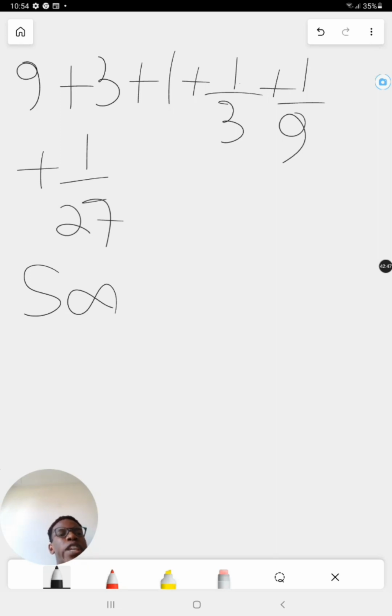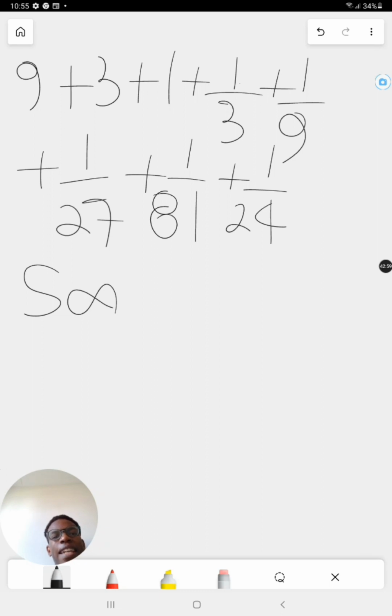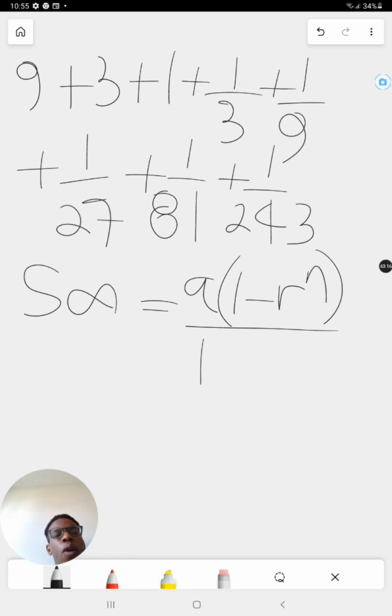You keep writing all the terms up until you get to infinity, and we all know that we will never reach infinity, right? You're going to keep writing and writing up to infinity. Now, we know that from our equation, we had a, open bracket, 1 minus r to the power of n, all over 1 minus r. We are familiar with this equation, right? In this case, I have infinity.